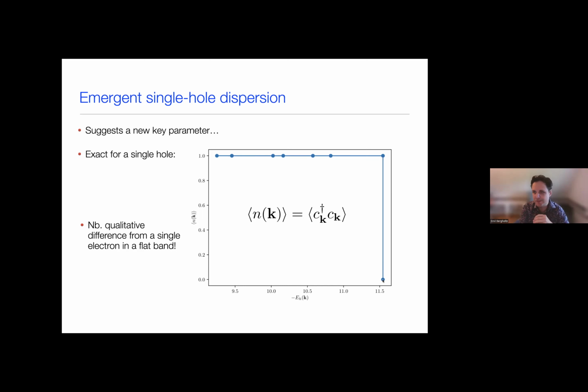And notice that this is very different from having a single electron, because a single electron in a flat band that doesn't interact is massively degenerate. But a single hole can be formed in very different ways, and that has a dispersion. So this is a unique ground state of a single hole.